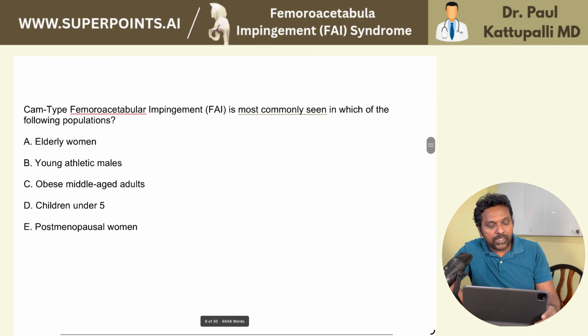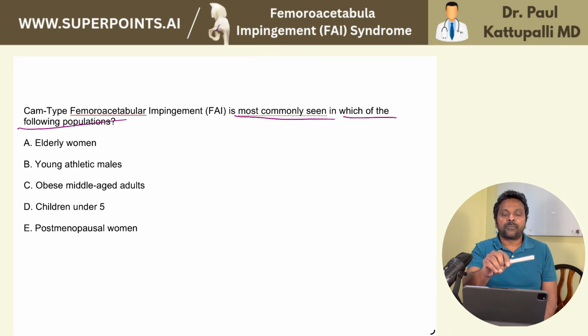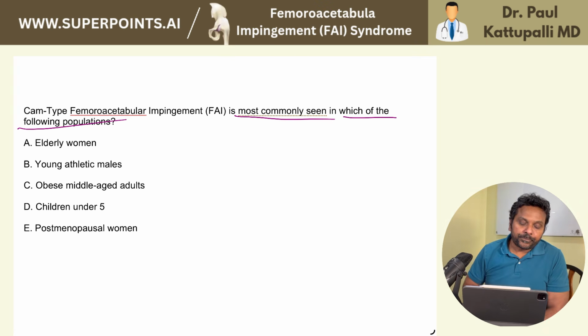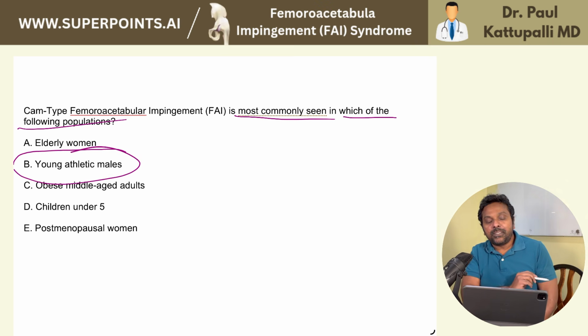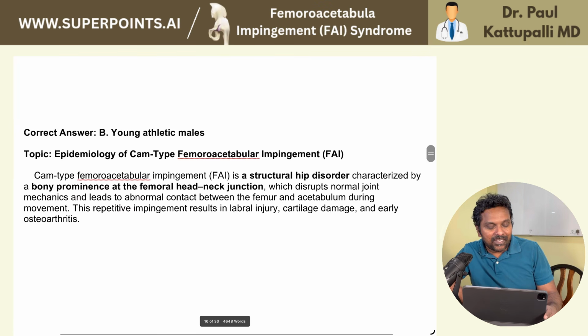All right, folks, next question. CAM type femoroacetabular impingement is most commonly seen in which of the following populations? If you have been listening, this is also another easy question you can answer very quickly. So the correct answer here is B. All right, this is a young people's problem. That is the correct etiology here.